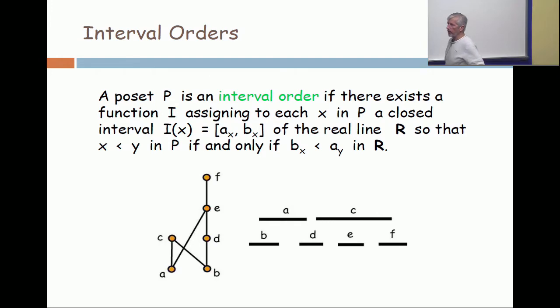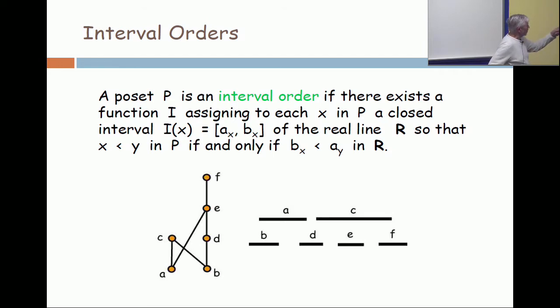We talked earlier in our course about an important class of graphs called interval graphs. There's an equally important class of partial orders that are called interval orders. They arise all over the place in computer science because they involve the routing of tasks through processors.